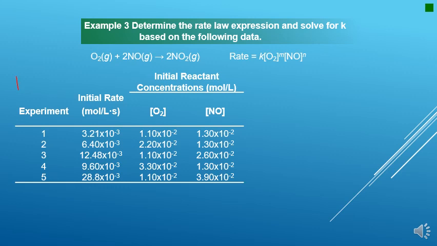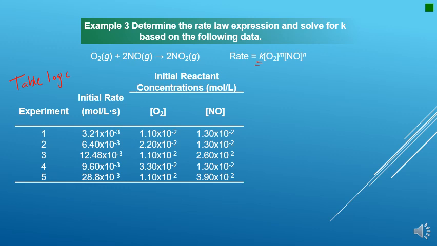So I'm going to do a second problem using that table logic method. For this problem, it's asking us to determine the rate law expression and solve for k based on the following data. Now this is going to be the first time when we're actually going to solve for k as well. To do this again, I need to look at my initial rate, which is again in molarity per second. And then we have our change in concentration of oxygen and our change in concentration of nitrogen monoxide, our two different reactants.